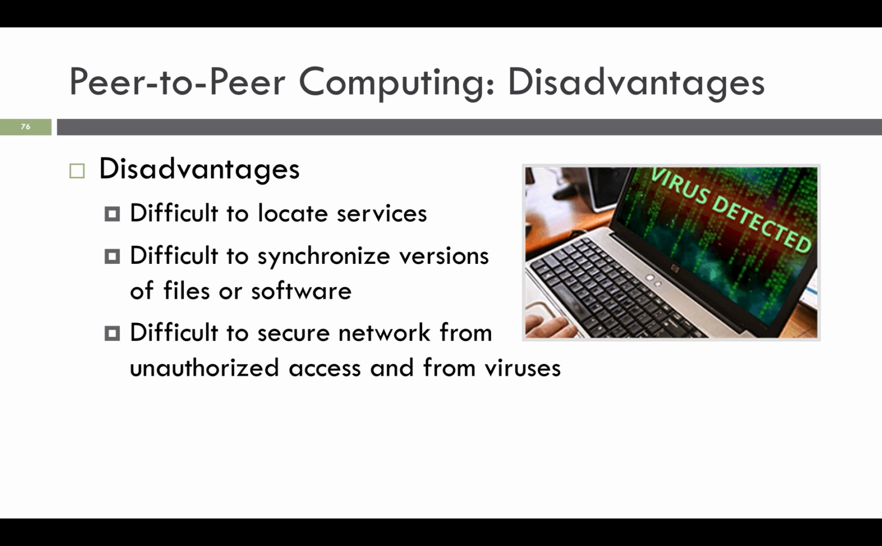Another disadvantage is the problem with synchronizing data among the clients. A client might not know they're using an older version of a file. The most prominent drawback of peer-to-peer is network security and the risk of viruses. Once a virus starts propagating on the network, it is very difficult to stop. As long as one machine is infected, it can spread the virus to other computers.